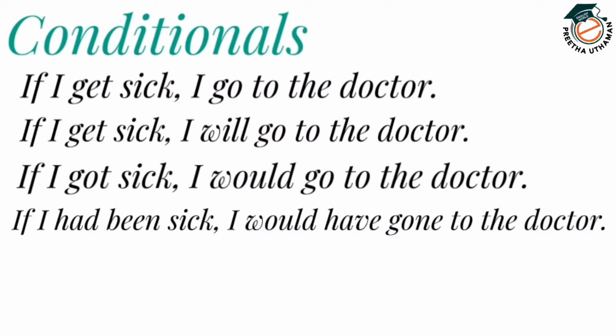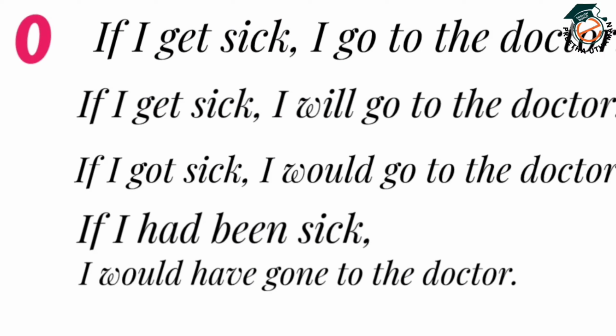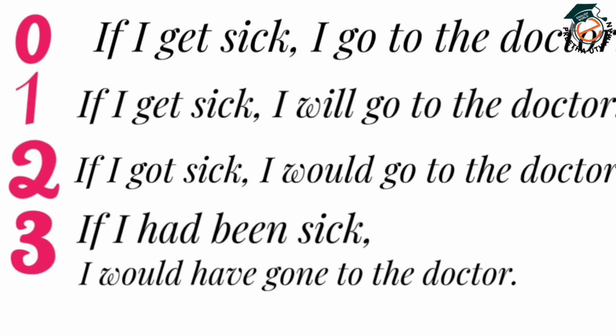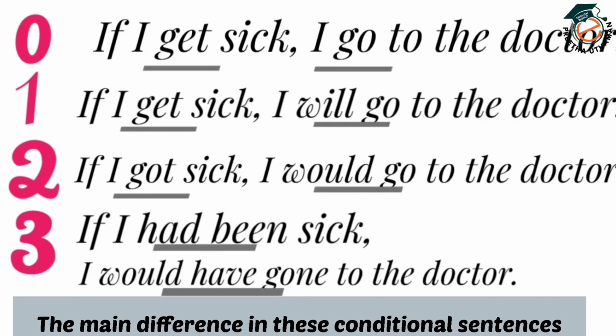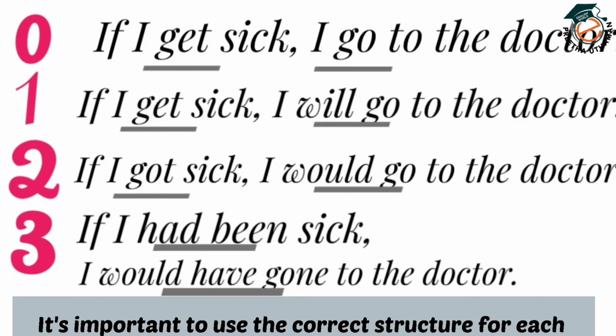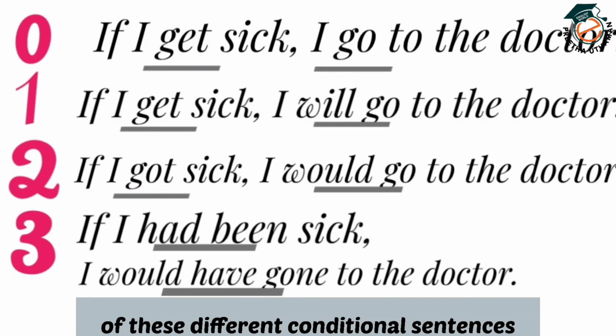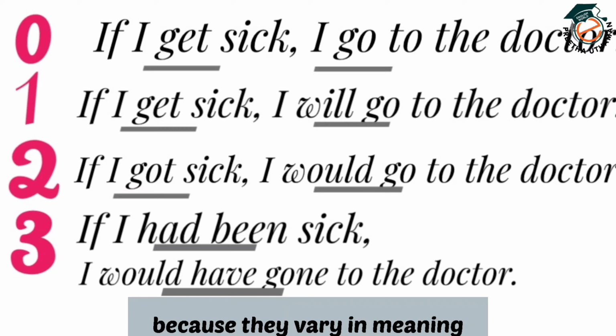Now, as I told you, there are 4 types of conditional sentences. Here we have examples. The first one is a zero conditional sentence. The second is a first conditional sentence. The third is a second conditional sentence. And the last one is a third conditional sentence. The main difference in these conditional sentences lies in the verb. And it's very important to use the correct structure of these different conditional sentences because they vary in meaning.